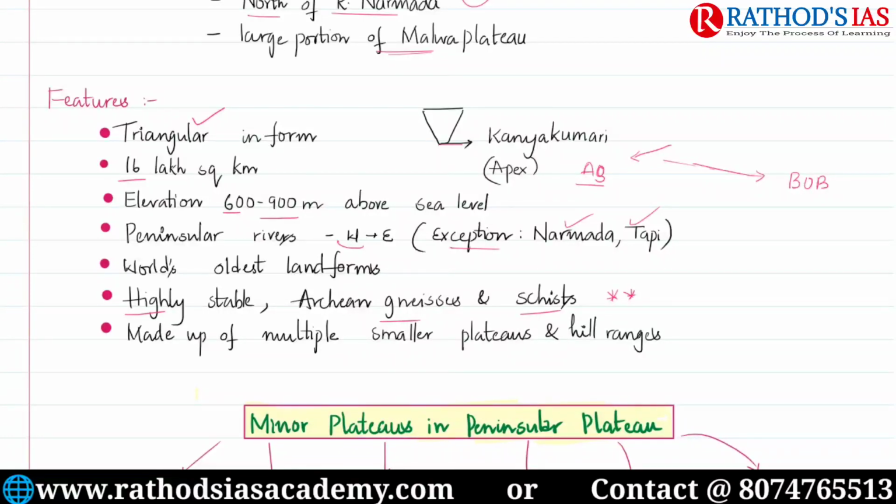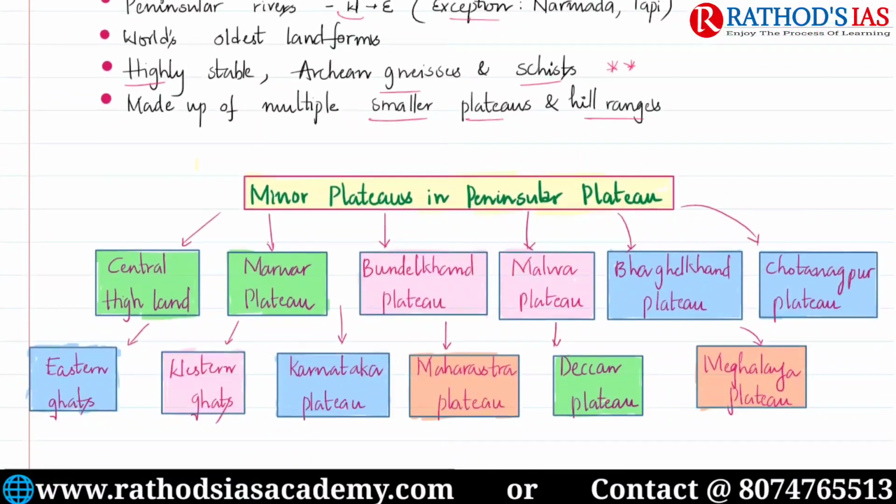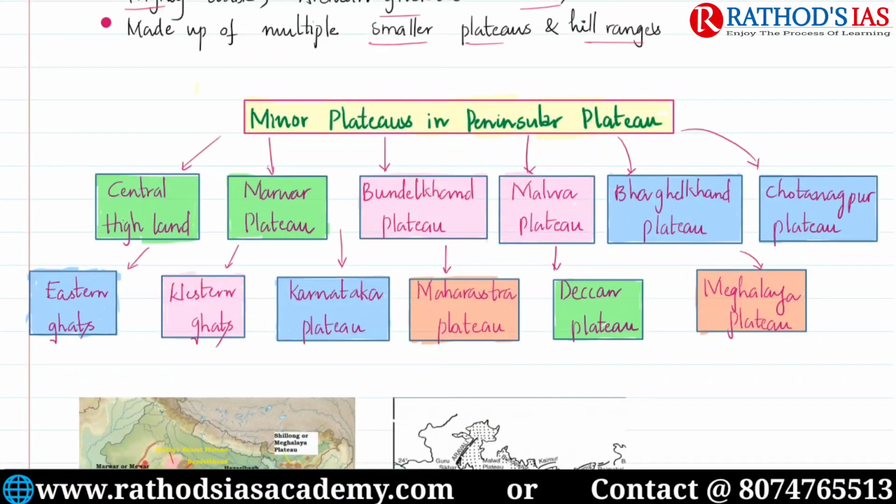And the Peninsular Plateau is made up of smaller plateaus as well as hill ranges. So these are the common features. If you are talking about minor plateaus in the Peninsular Plateau, we have different plateaus and you have to remember these names. So from this area you can get a question.